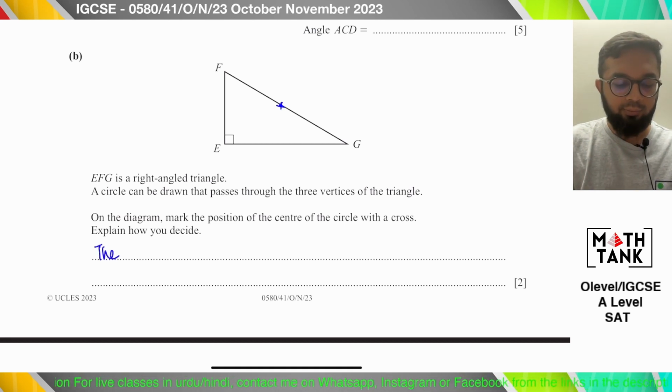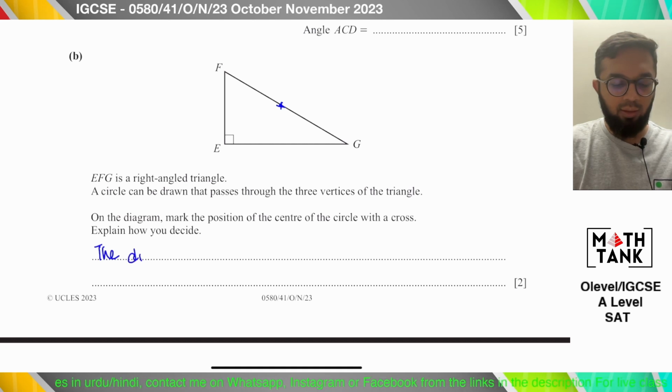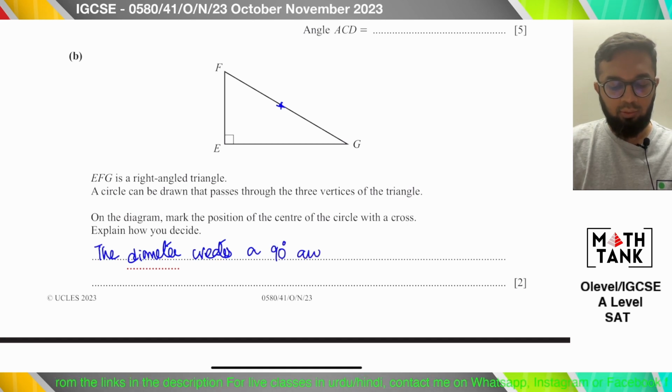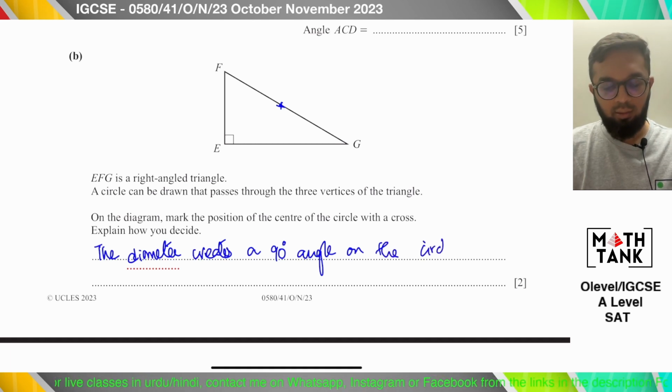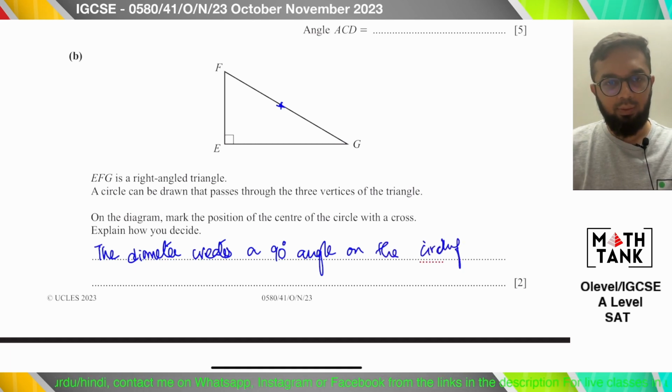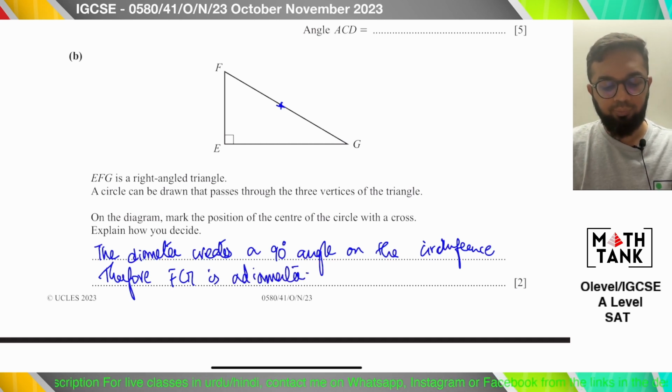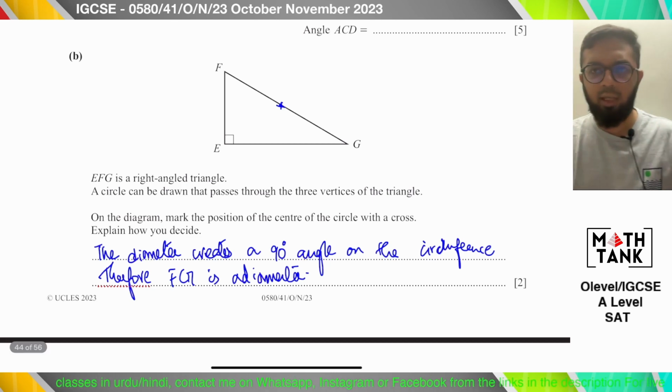So the diameter creates a 90-degree angle on the circumference. Therefore, FG is the diameter. It's also called angles in a semicircle, whichever way you want to learn that.